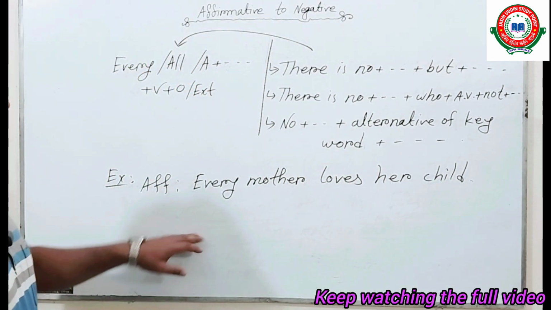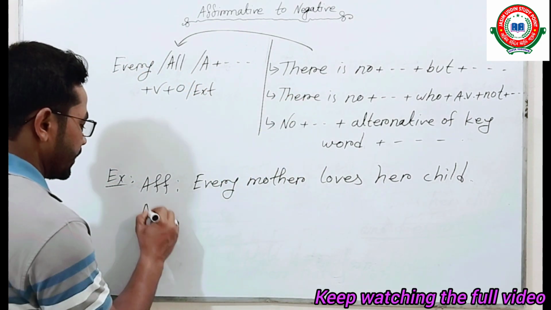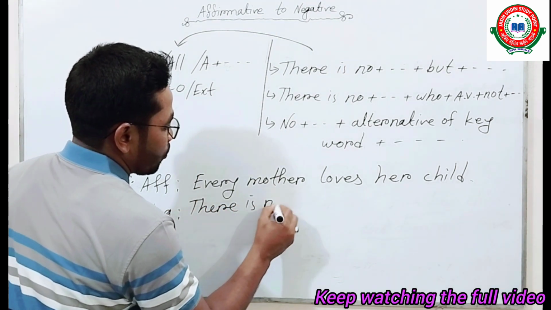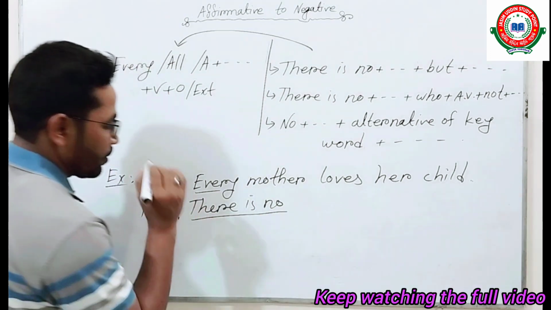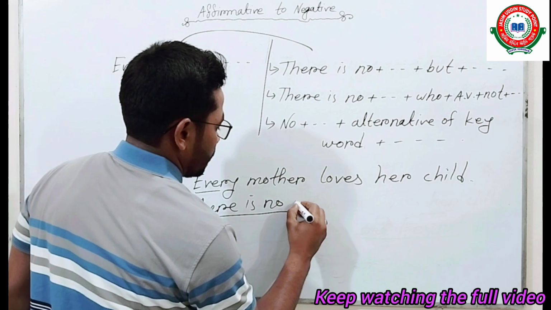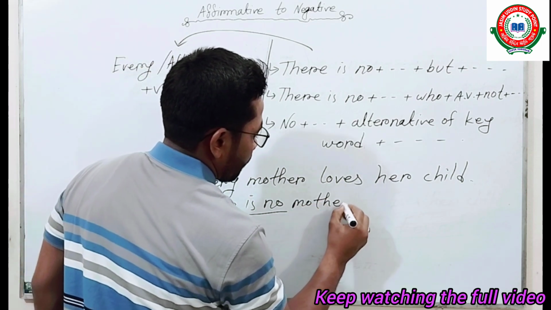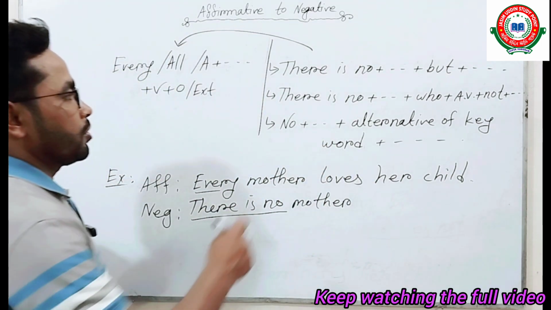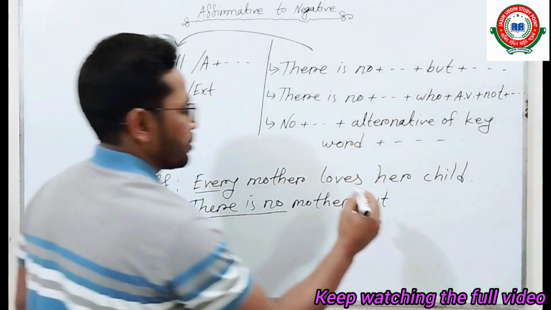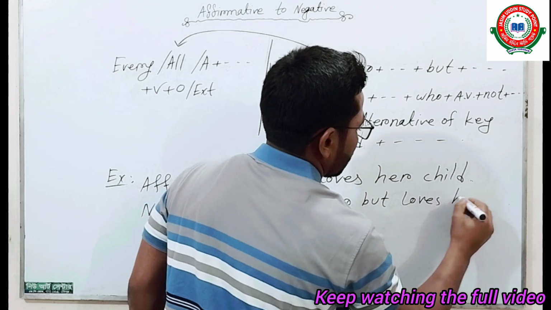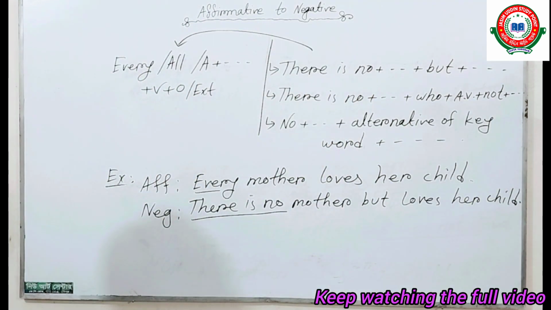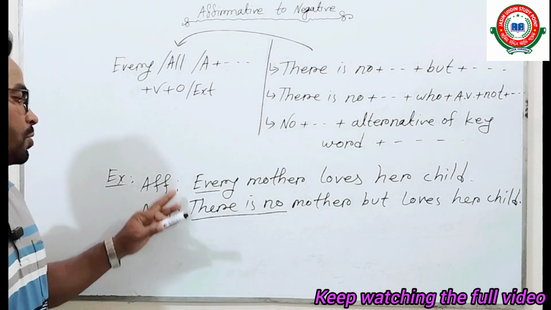Then, if you want to transfer the sentence to negative, you have to use "there is no" instead of "every". After that, you have to use another word, and the word is "mother". After that, you have to use "but". After that, you have to use the other words: "but loves her child." That's enough. This is the negative sentence.